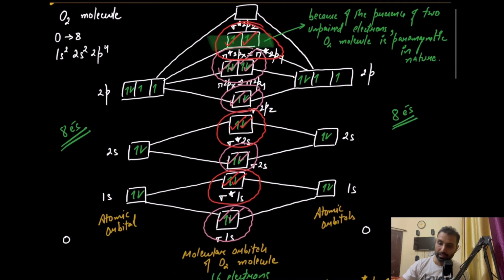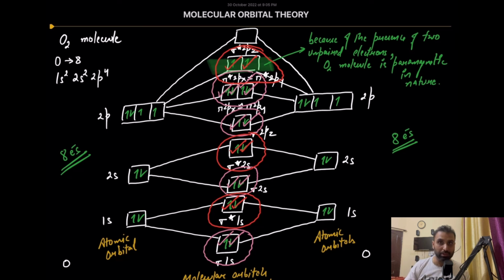So that's all about the molecular orbitals. That's all for today. I hope you all understood the energy order of the molecular orbitals, the rules to fill the electrons in that molecular orbital, to specify whether the molecule is paramagnetic or diamagnetic, and also the bond order.